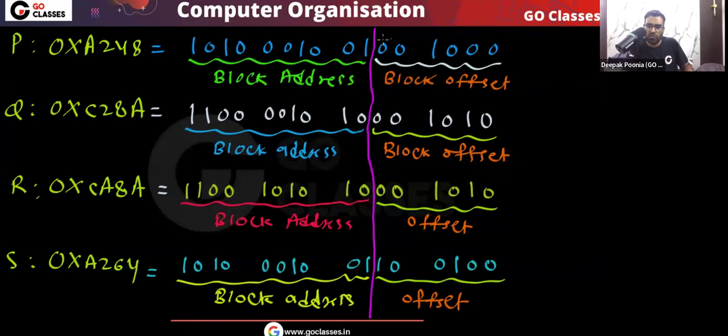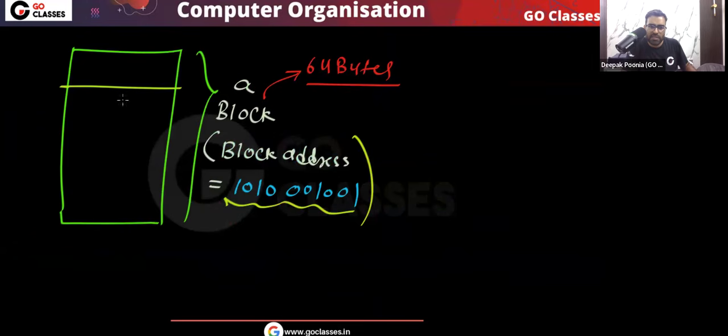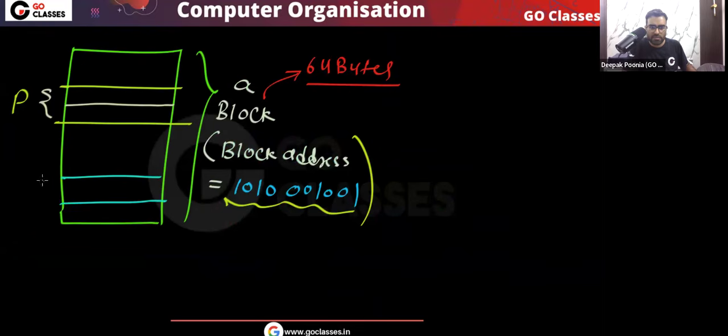Here you have 001000. Here you have 100100. So you can easily notice that somewhere here P is present. P has 2 bytes, but somewhere here P is present, and somewhere here S is present. Is this clear? Understood?